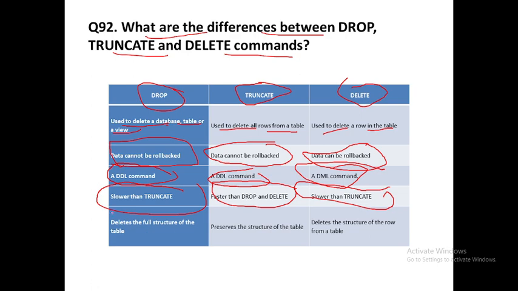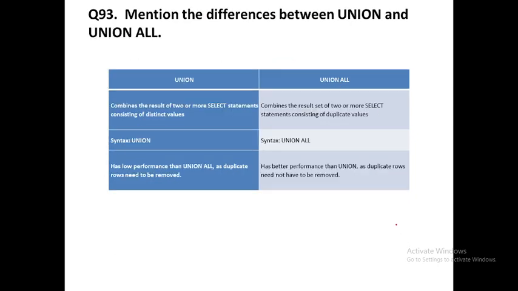Drop deletes the full structure of the table. Truncate preserves the structure of the table. And delete removes rows from a table.